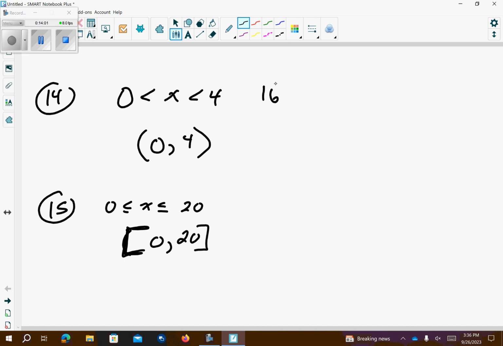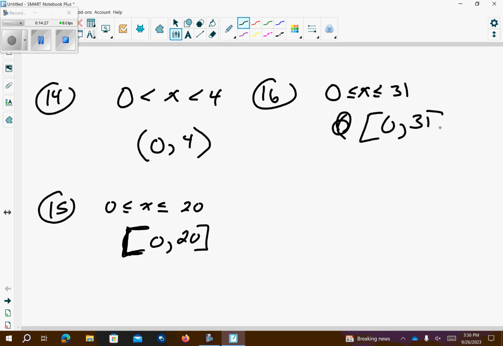Number 16 says the number of students in a classroom can't exceed 31. Can I have 0 people in the class? Sure. When there's nobody in my classroom, there's nobody here. And we can't exceed 31. We can't go above 31. So my interval notation is going to be a square bracket 0 to a square bracket 31.